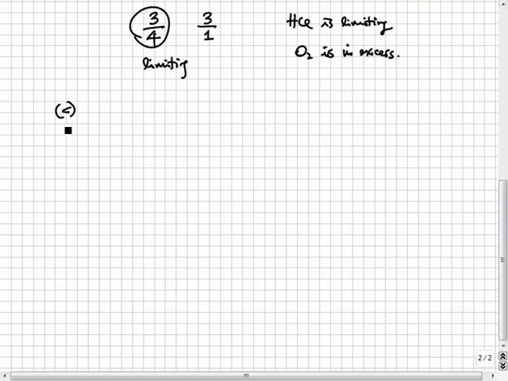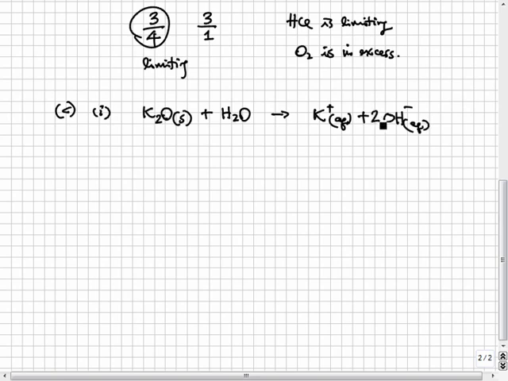C. Potassium oxide is K2O. When it is dissolved in water, the oxide ions undergo an acid-base reaction with water to form OH-, and the K+ ion is soluble. To balance this equation, we need a 2 in front of the K+ as well as the OH-.